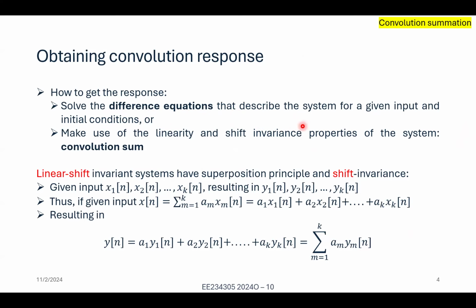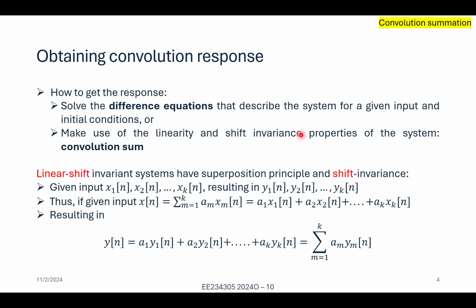The difference is, of course, the difference between the two terms for, let's say, the current time and the next time step. So the difference equation here is solved, which is describing the system for a given input and initial condition. Or also we can make use of the linearity and the shift invariance.